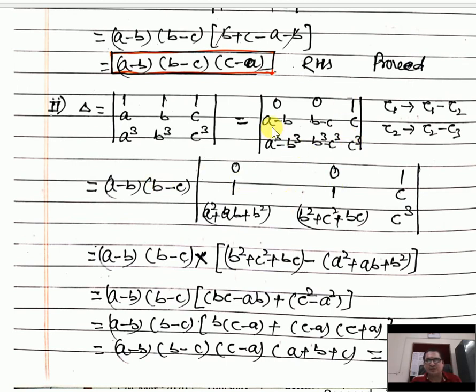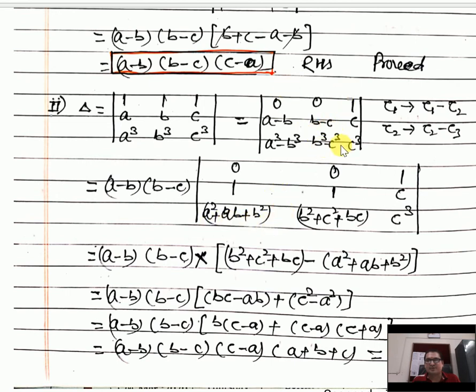So a minus b, you can take common from C1. How? There are total 3 elements in C1: 0, a minus b, a cube minus b cube. For a cube minus b cube, you can apply the formula. A cube minus b cube is equal to what? A minus b in one bracket, and in the other it will be a square plus b square plus ab. So a minus b is common from C1, and here we will get a square plus ab plus b square.